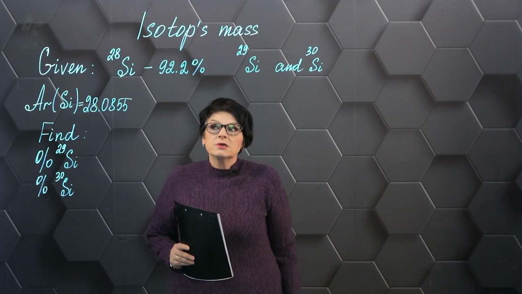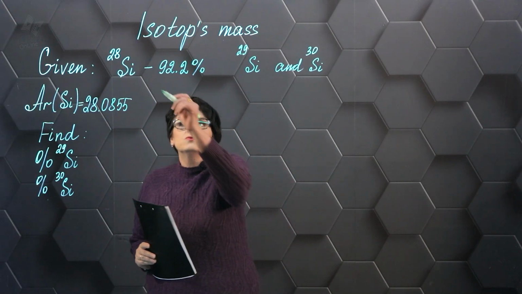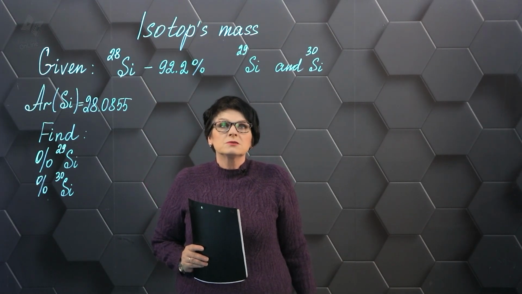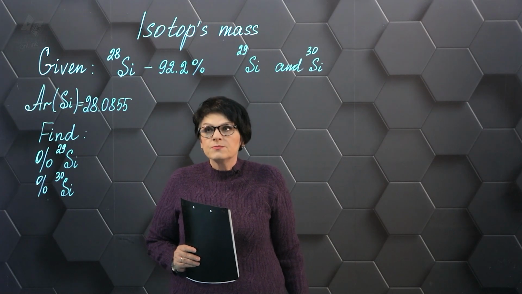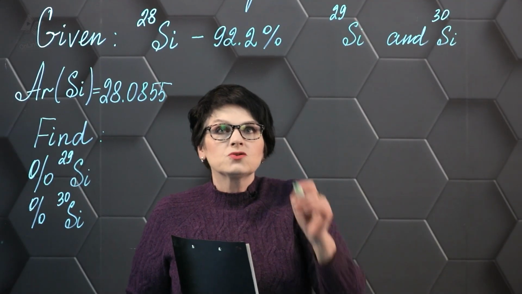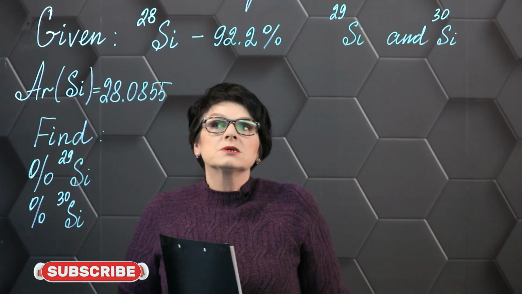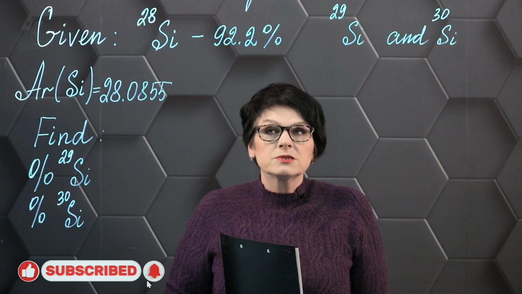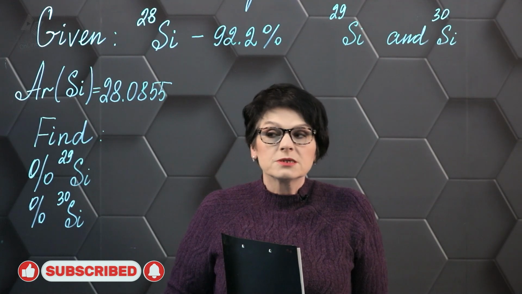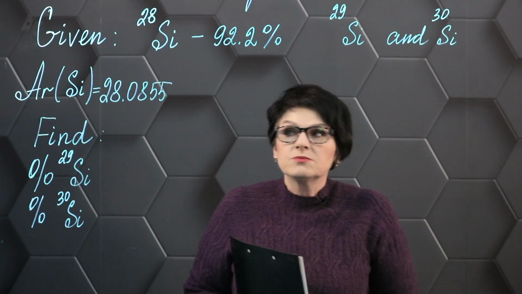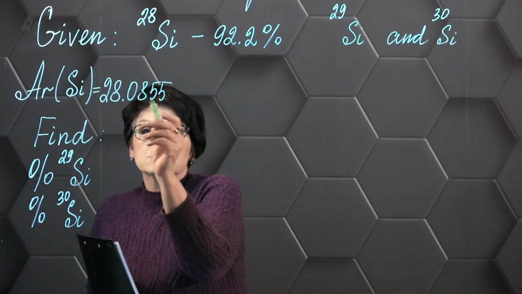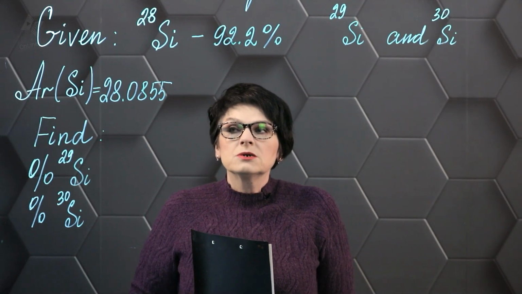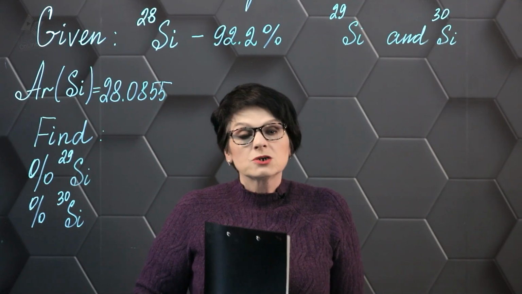According to the terms of the problem, we are told that silicon has 3 isotopes with mass 28, with mass 29, and with mass 30, but the content of only one of the isotopes, that is, the isotope 28, is given. The content is equal to 92.2%. In addition, it is reported that the relative atomic mass of silicon is 28.0855.